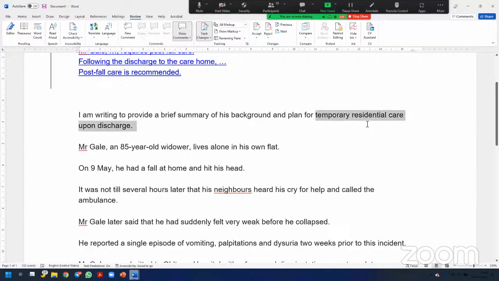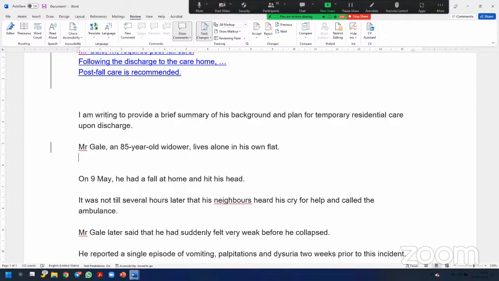Temporary residential care. Fine. Mr. Gale, an 85-year-old widower, lives alone in his own flat. What are the other ways you can write? Come on. What are the other ways you can write?